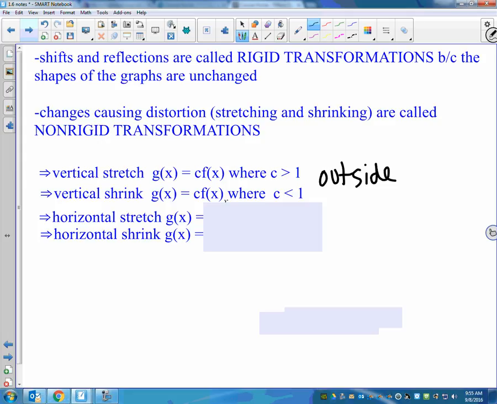Horizontal stretch. The Algebra 2 book talks about multiplying the number and flipping it over, but this book is kind of crazy with the way that it does it. Basically, it's on the inside, but notice they write it as a fraction. So they say f of x over c, and if it's bigger than 1, they say that's a stretch, and if it's less than 1, they say that is a shrink. And I'm going to give an example of this applied.